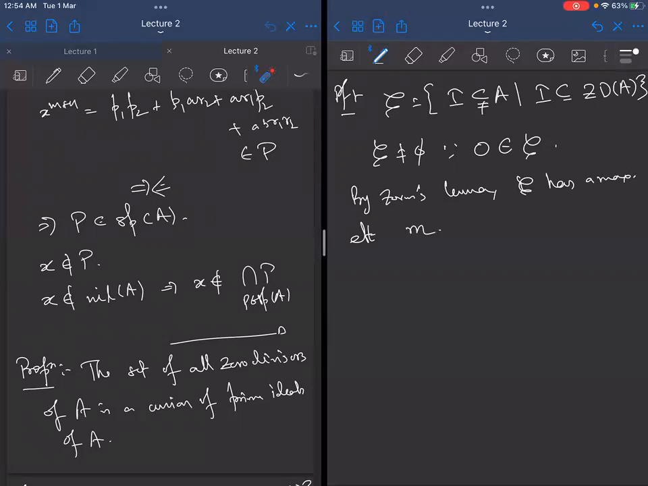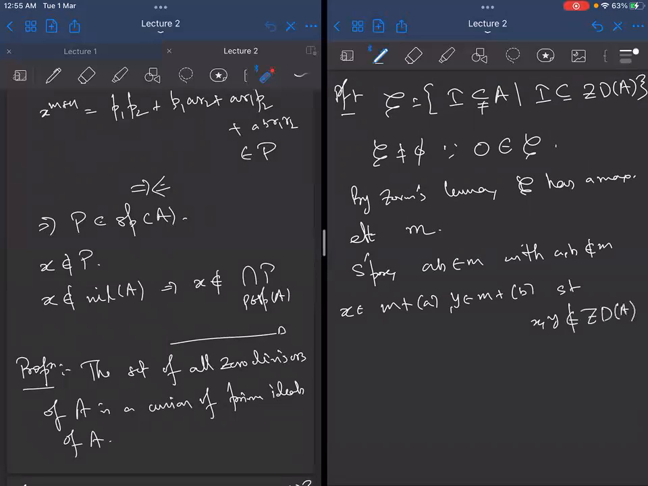So now what I'm going to show is that this M is a prime ideal again. Now if not, then again suppose AB belongs to M with A and B not belonging to M. But then M plus A and M plus B are not contained in the zero divisor set, and therefore you can find X and Y from there such that X and Y are not zero divisors of A.